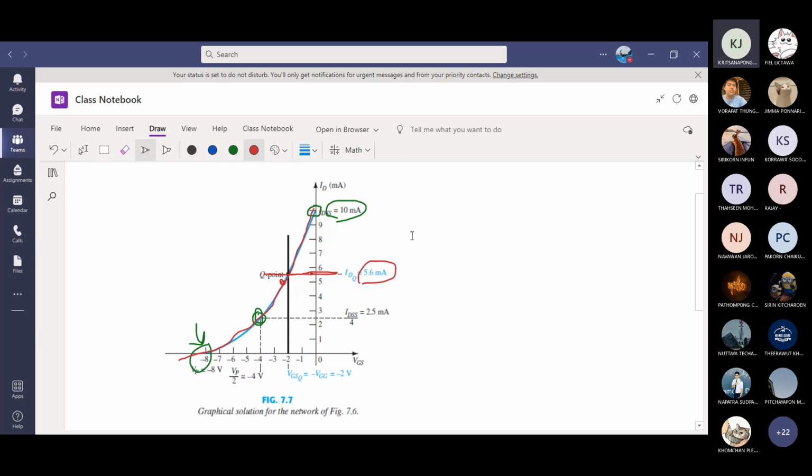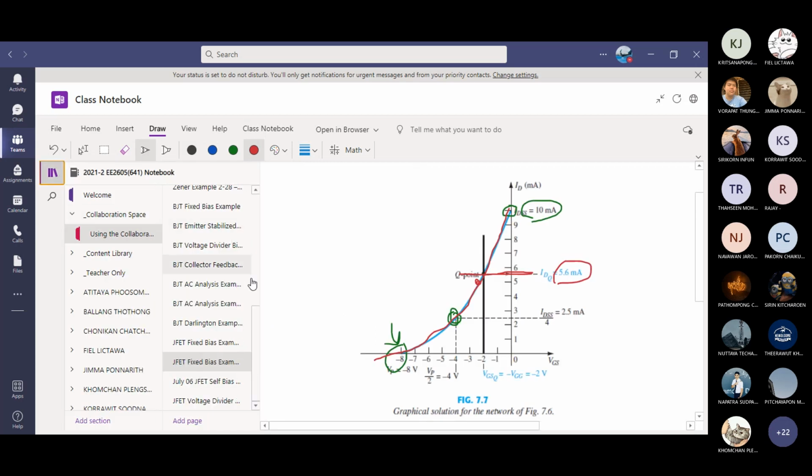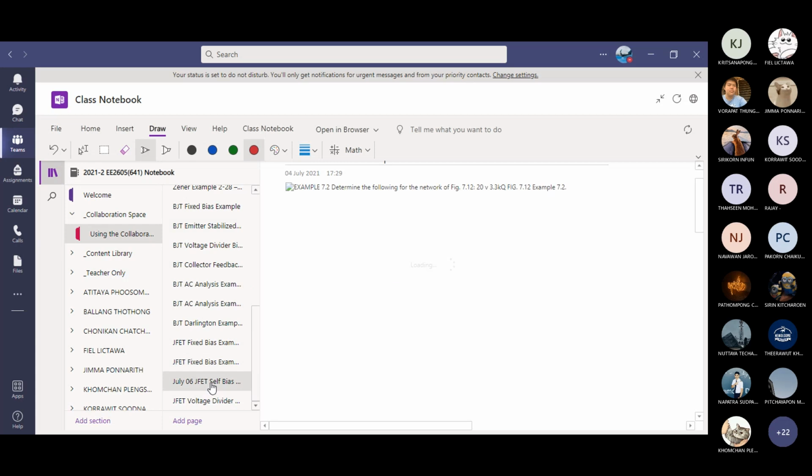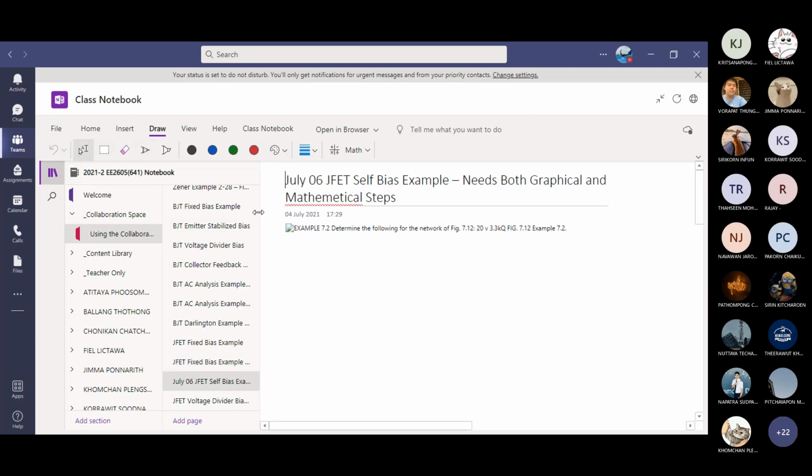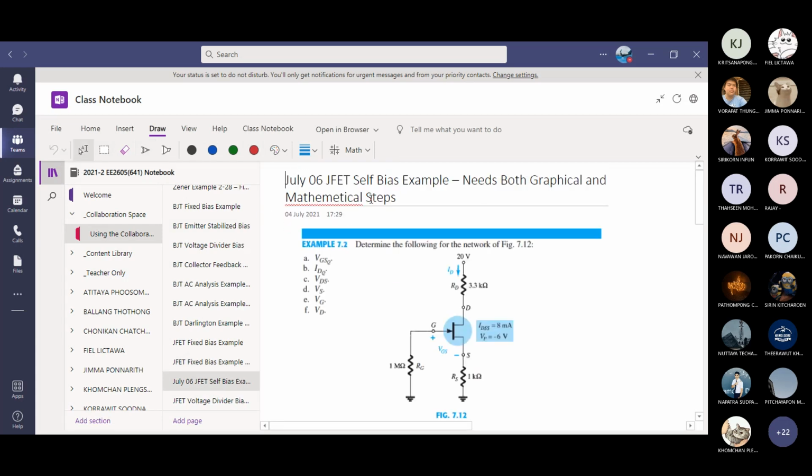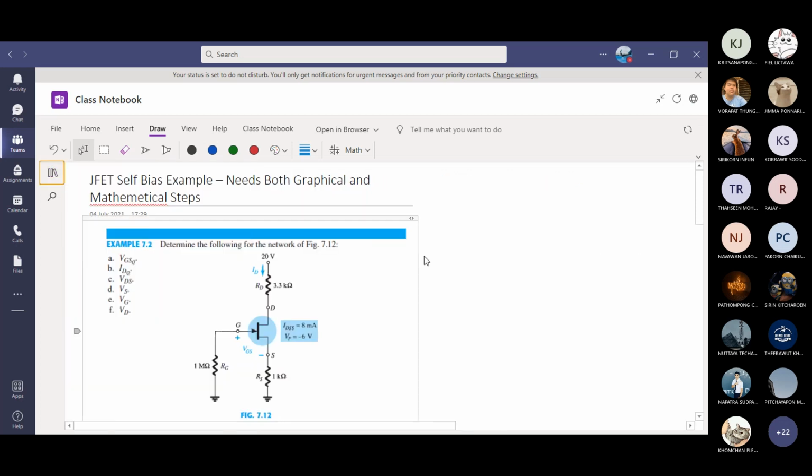I don't have any. Okay, after fixed bias, the next one we studied was self-bias. For self-bias, we actually have to draw. It needs both graphical and mathematical steps. You cannot do everything by using mathematics.